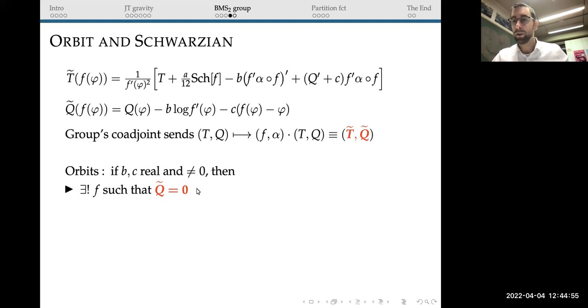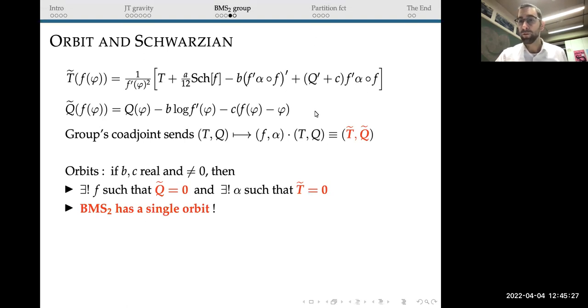There exist no tachyons and no massless particles. Every particle can be mapped to a frame where it has exactly zero momentum and even zero energy. So it's very peculiar. And furthermore, this diffeomorphism that does this is unique. So in a sense, there's a bijection between the space of all possible Qs and the space of all possible diffeomorphisms. Furthermore, if you do this, so you map Q on Q tilde, which is zero, we can also see that there exists a unique translation alpha that now maps T on T tilde equals zero. So in other words, every coadjoint vector of BMS2 can be mapped on a single vector (0,0). In other words, the whole BMS2 group has a single coadjoint orbit.